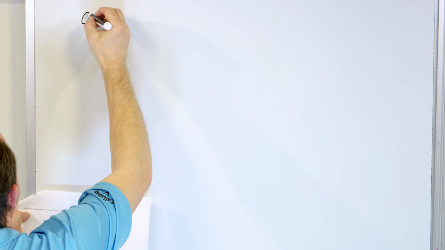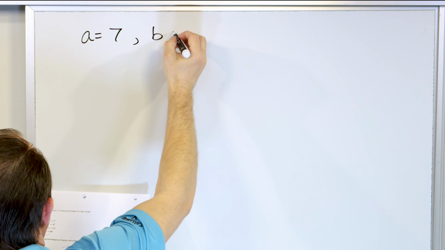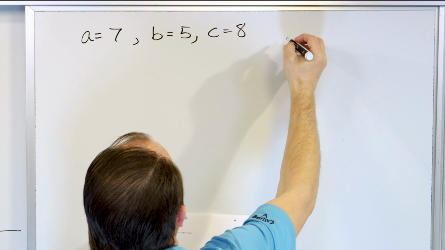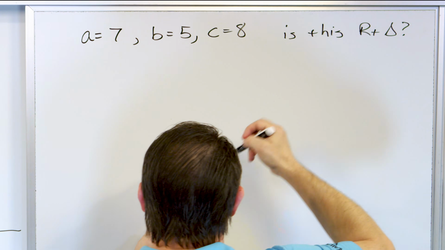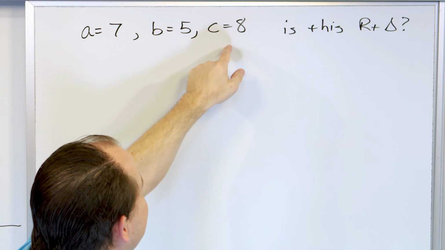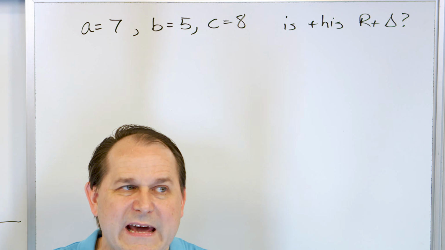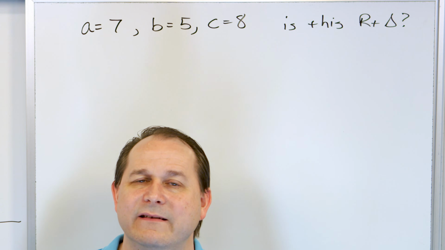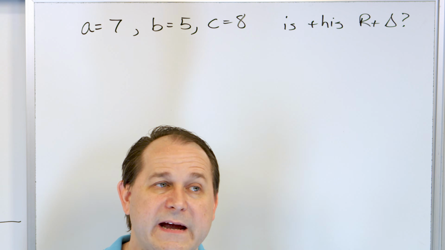All right, let's move on to problem number 2. If I tell you that A, the length of one of these sides of a right triangle, is 7, and B is equal to 5, and C is equal to 8, is this a right triangle? Whereas before I gave you only 2 sides and asked you to tell me the third one, in this case I'm giving you all 3 sides, and I'm just asking you, is this a right triangle? So what you have to do is plug these values into the Pythagorean theorem and see if it's equal. And if it's equal, then it is a right triangle.